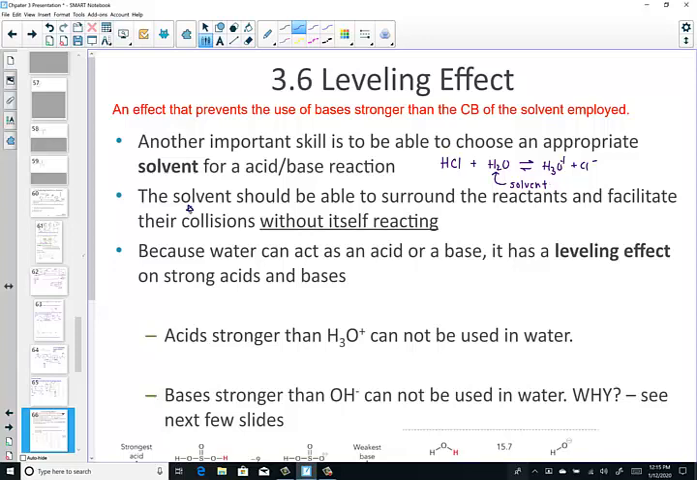The key to selecting a solvent in the lab to run your acid-base reactions is that the solvent should be able to surround the reactants, help to stabilize them based on polarity and facilitate their collisions, but it itself should not react. It has to not participate and consume the acid or base in the reaction. Because water really is an acid or a base, that word we learned in Gen Chem was amphoteric. It can act as an acid or a base, a proton donor, proton acceptor. It has a leveling effect on very strong acids and strong bases.